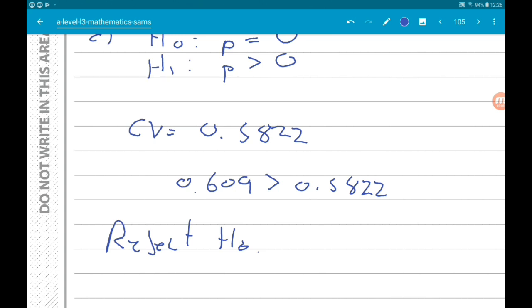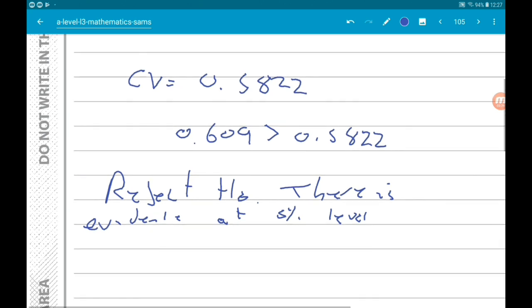So there is evidence at the 5% level that the, let's just call it PMCC, is greater than 0.